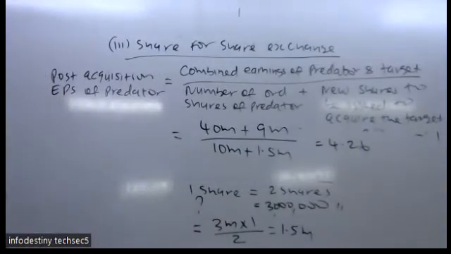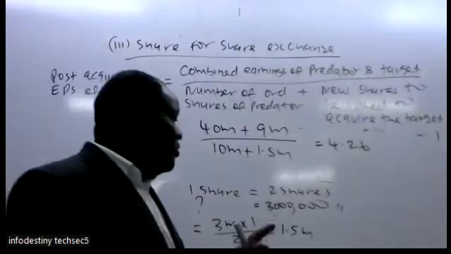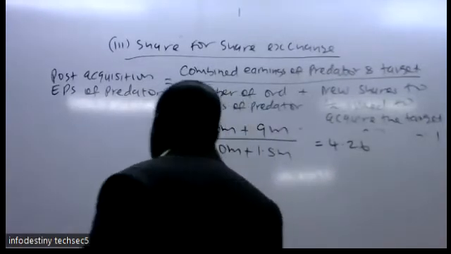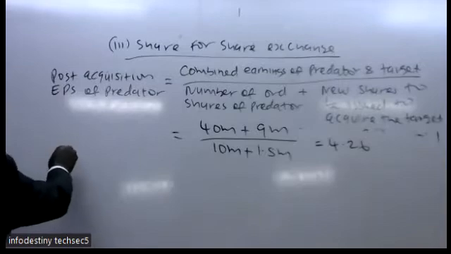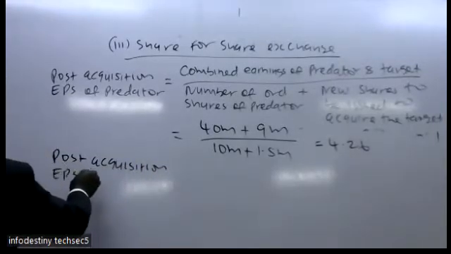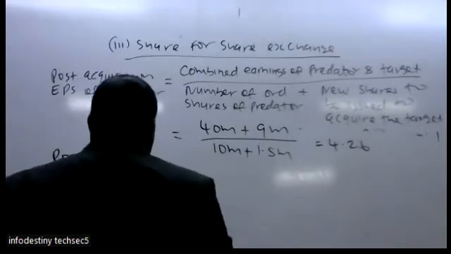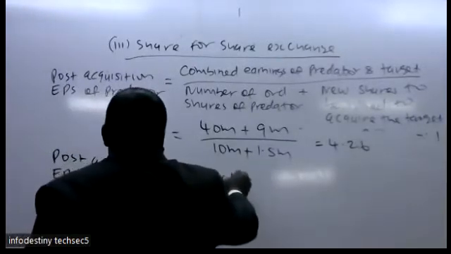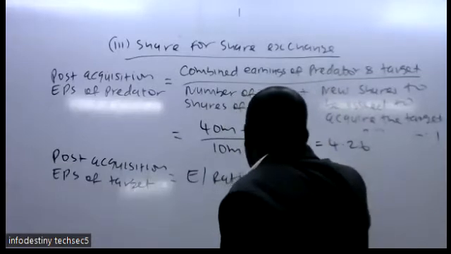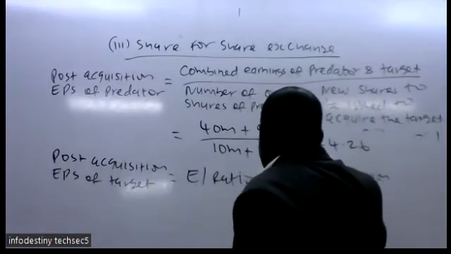So here they only ask you for the predator. Sometimes they may also ask you to calculate the one for the target. So to calculate the earning per share of the target, you simply take the exchange ratio multiplied by the earning per share of the predator.